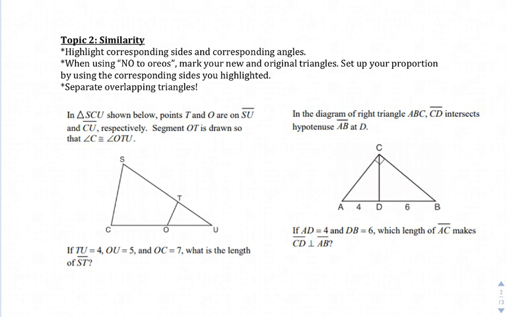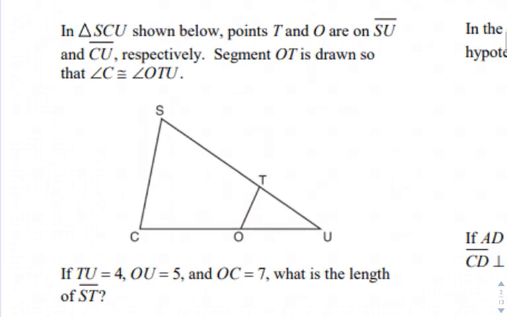If your triangles are overlapping, you should separate them. This makes it 100 times simpler to do the problem. So the first one says, in triangle SCU shown below, points T and O are on SU and CU respectively. Segment OT is drawn, so angle C is congruent to angle OTU. So angle C is congruent to that angle OTU.